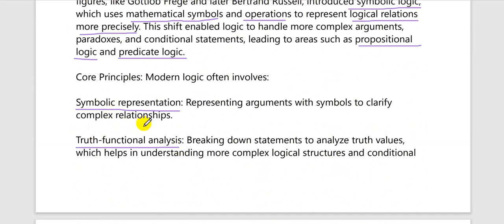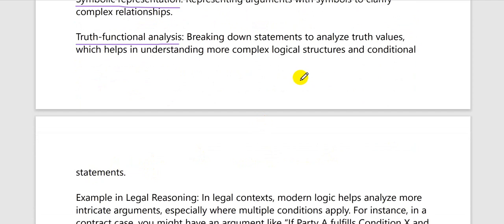Alright, so let's understand the first core principle of modern logic, which is symbolic representation: representing arguments with symbols to clarify complex relations. So modern logic uses symbols to represent arguments. Truth functional analysis means breaking down statements to analyze truth values, which helps in understanding more complex logical structures and conditional statements.